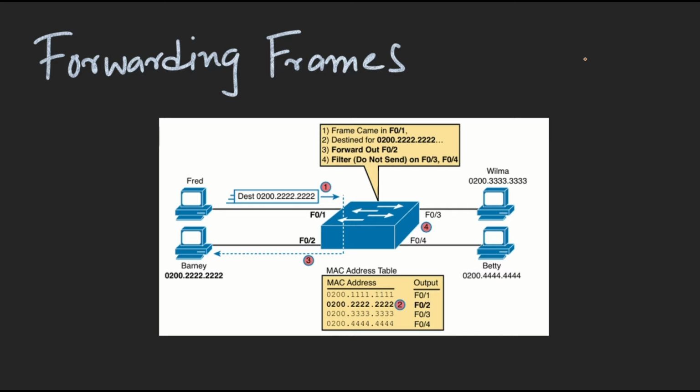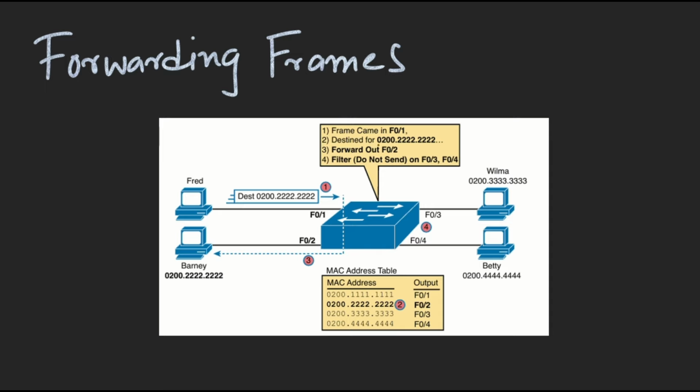Now how it forwards the frame is shown in this picture. So Fred is trying to communicate with Barney, and he has prepared some frame and he has sent it over the wire. So destination MAC is mentioned here. You can see that the switch receives the frame. Okay, frame came in F0/1. So F0/1 is the port number. Okay, at this port this frame is received.